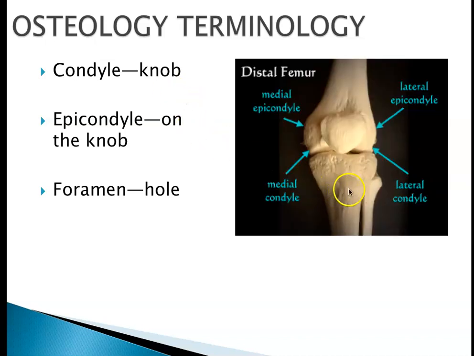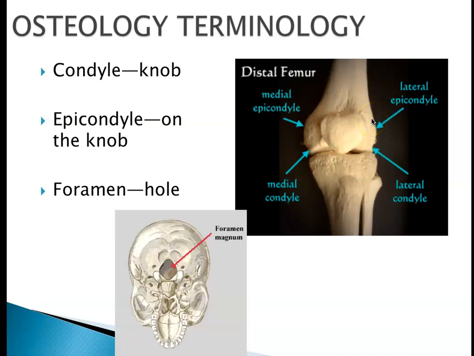If we look at this view of the anterior knee, we can see that on our femur, this knob over here is our medial condyle, and then we have our lateral condyle. When we have another extra bump, or it's more of the upper portion of it, these are called epicondyles. And let's take a look at a hole, a foramen.